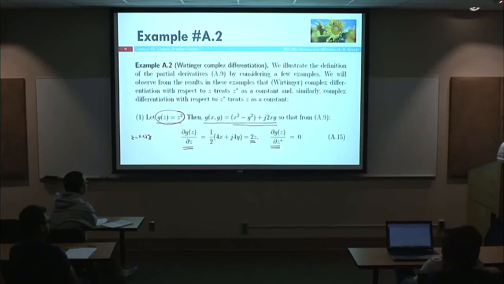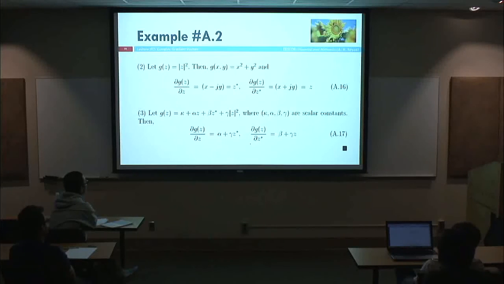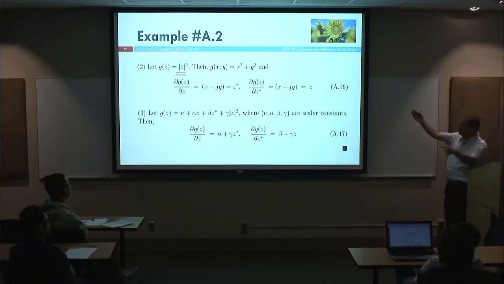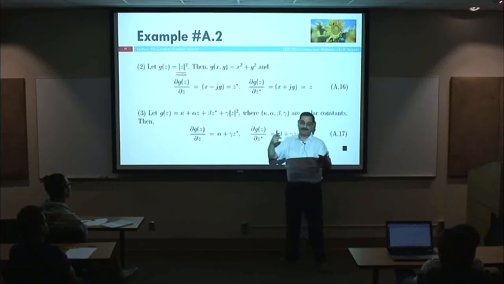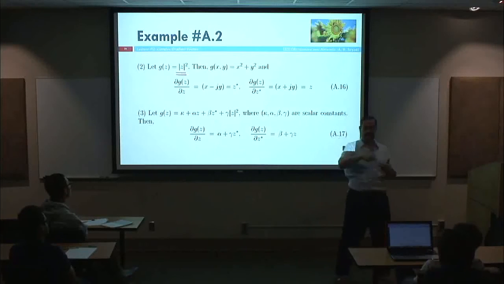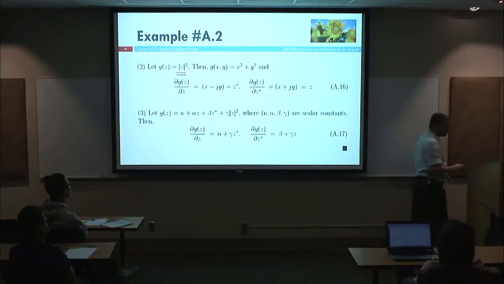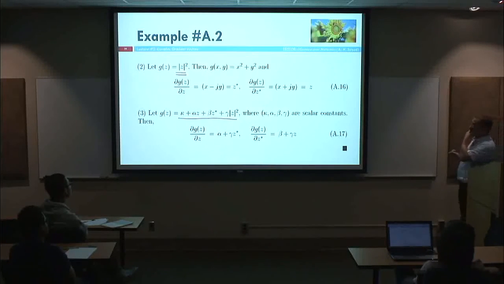Now, you can do many other examples. For example, here, magnitude of z squared. What do you expect the derivative relative to z to be? Magnitude of z squared is z z star. You can do the calculations. They are done here, but the derivative relative to z, you get z star. Relative to z star, you get z, right? And this is a quadratic function in the complex case, right? Quadratic in z.